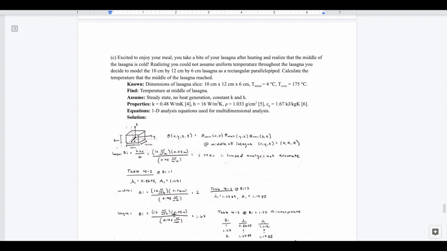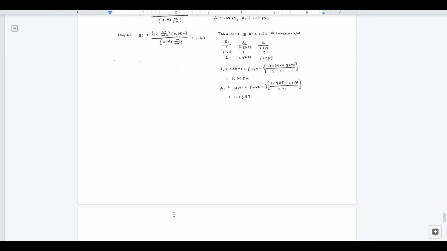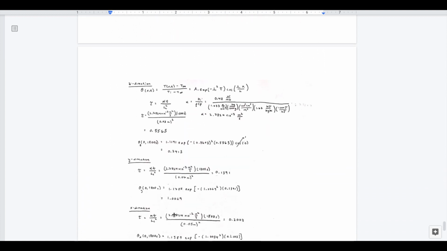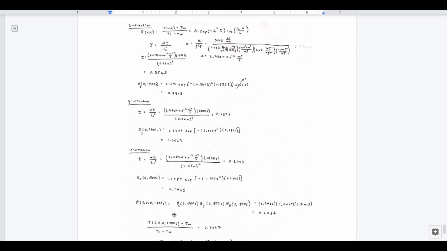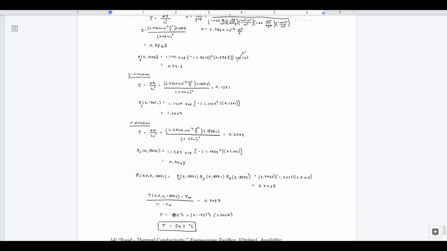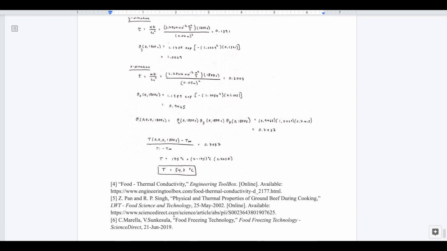You use table 4a to find lambda 1 and A1 and repeat this process for the width and length of the lasagna. You calculate theta for the z direction, y direction, and x directions separately, which each show learning outcome 4B. And then you multiply them together for three-dimensional analysis, which is learning outcome 4C. And here the references are shown.